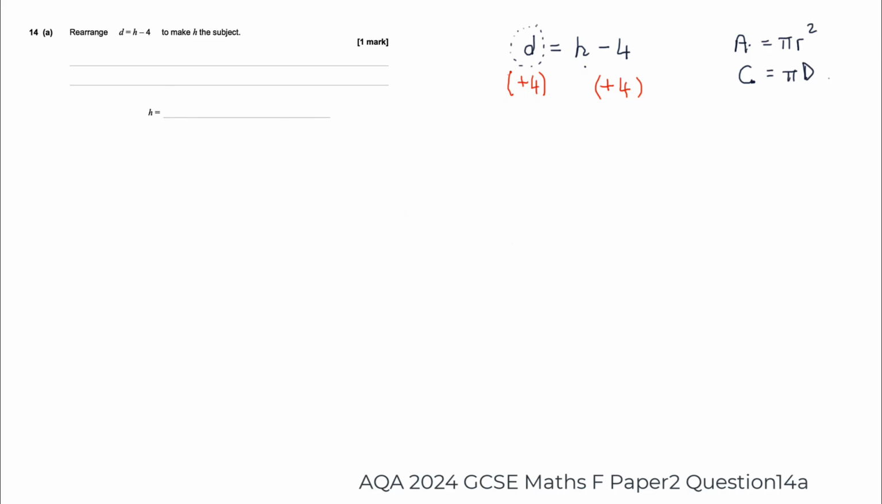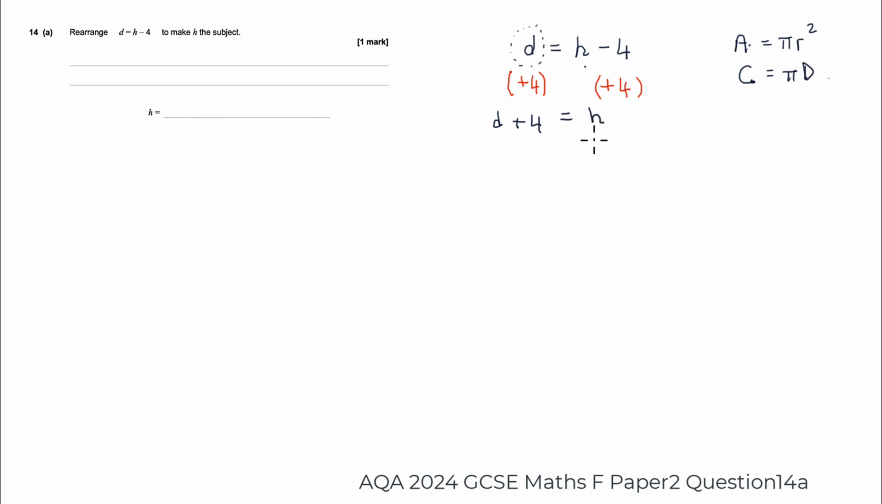So what have I got on the left-hand side? Well, I've got a D, and now I'm adding 4 to it. And what have I got on the right-hand side? Well, the reason I'm adding 4 is to destroy this take away 4. So they just vanish, and I'm left with H.